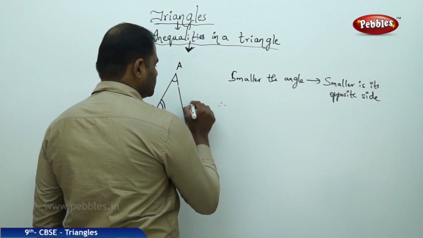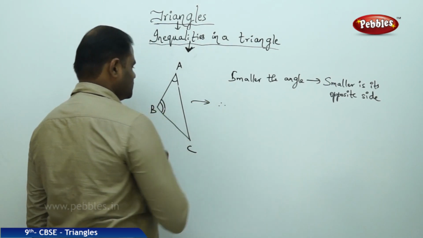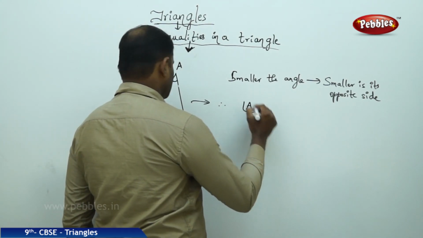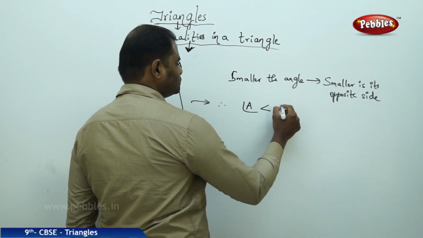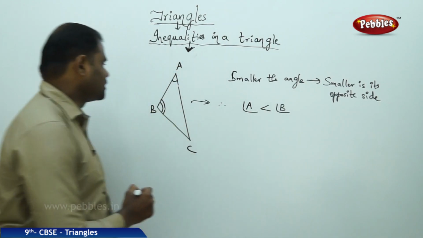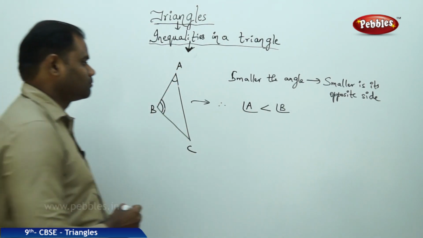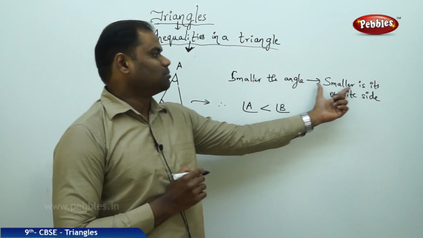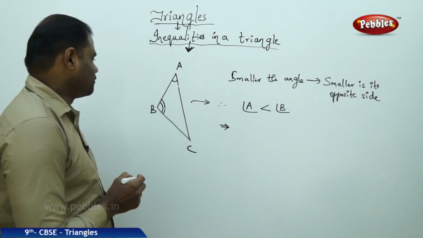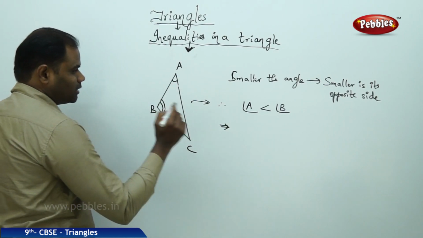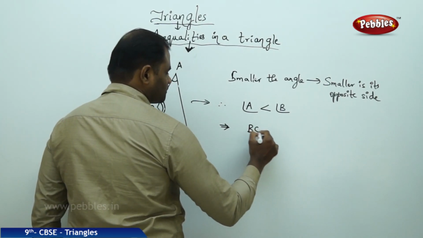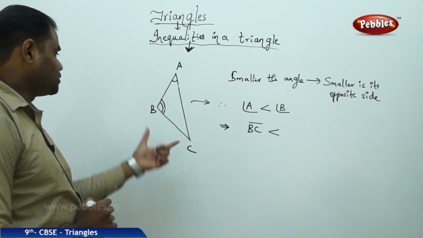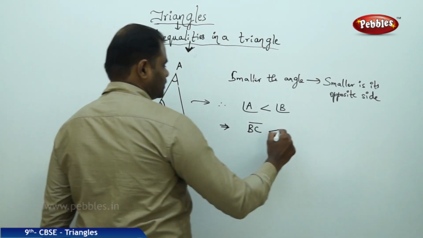Therefore, in the triangle ABC, I find that angle A is less than angle B. This implies smaller the angle, smaller is its opposite side. Therefore, the opposite side of A, which is BC, the length of BC must be shorter than the length of AC.